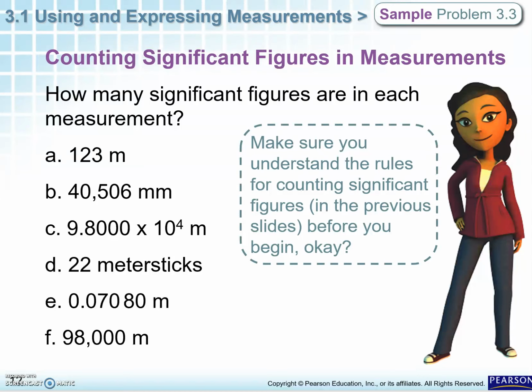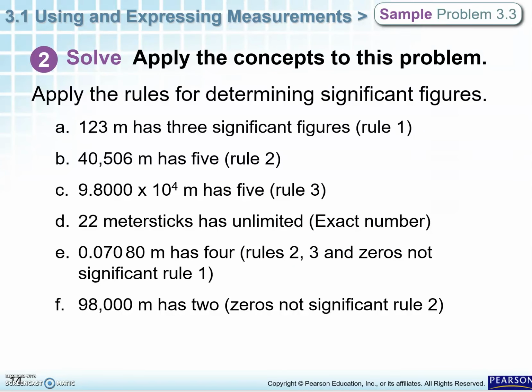Finally, we have 98,000. According to our rules, 9 and 8 are non-zero numbers and therefore must be considered significant. However, the last 3 zeros are simply placeholders to hold magnitude. Therefore, these last 3 do not count as significant. And this is also broken down in your notes if you would like to go over all of those.